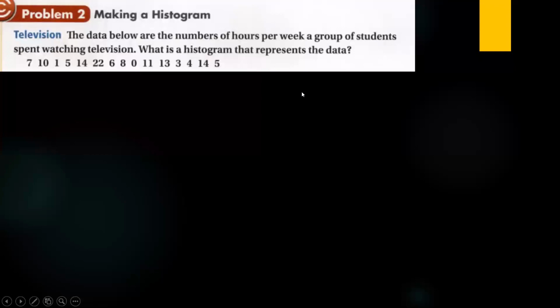So let's make a histogram. The data below show the numbers of hours per week a group of students spent watching TV. What is the histogram that represents the data? We asked some students. Let's see how many students we have.